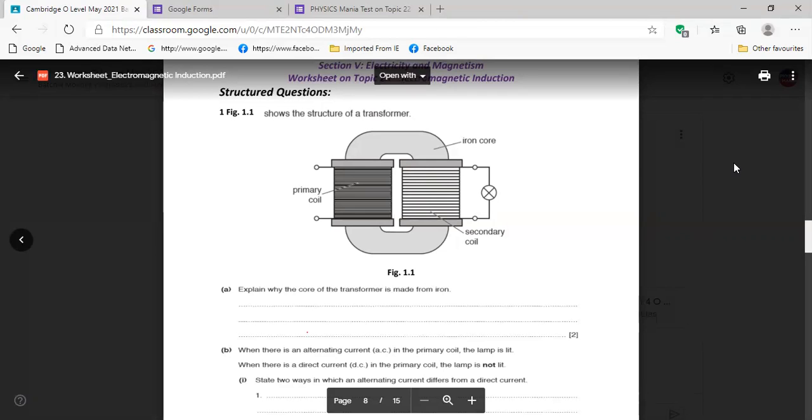Okay, now part A you write. On your worksheet you write it. Quickly write. Let us finish it. So I wrote one.